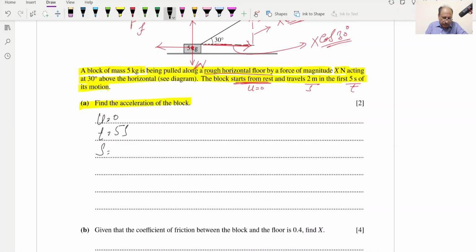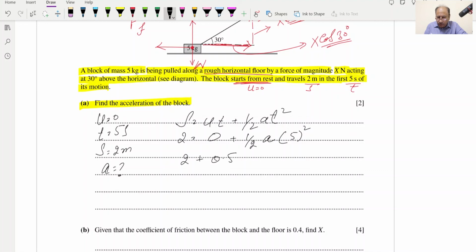We are provided with s equal to 2 meters, and we have to find the acceleration. We can use the equation of motion, s equals ut plus half at squared. S is 2, u is 0, so this term will be 0, plus 1 by 2 into a, and t squared means 5 squared, which is 25. So 2 equals 0.5 into 25a.